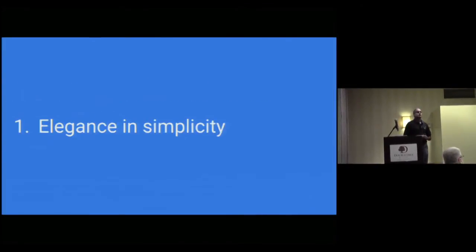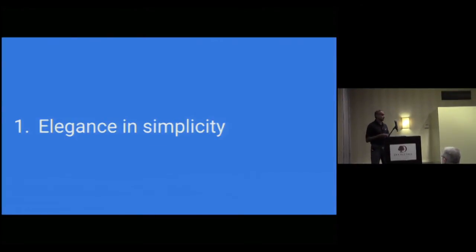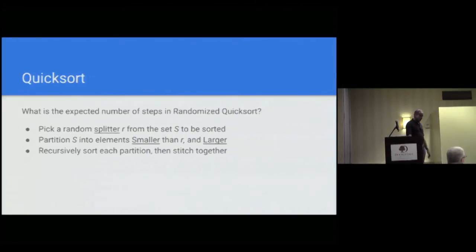Okay, the first thing that everyone who knows Dick thinks about is the elegance of everything he does. Almost everything he does has some neat, elegant observation at its core. And I'm going to begin with the simplest of possible examples. This is something everybody in this room already knows, which is randomized quicksort. So the way you sort numbers is to pick a random element from a set, compare everything in the set to it, and break it up into 2 sets, which I'll call smaller and larger, recursively sort each partition, and then stitch it together.